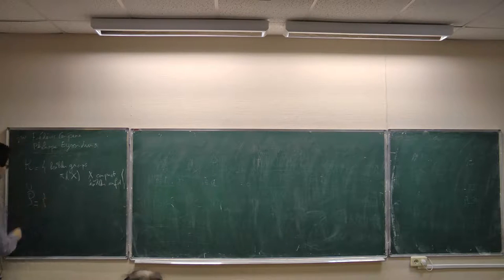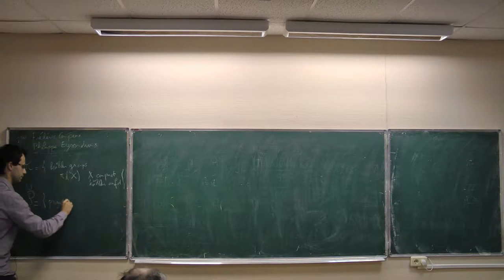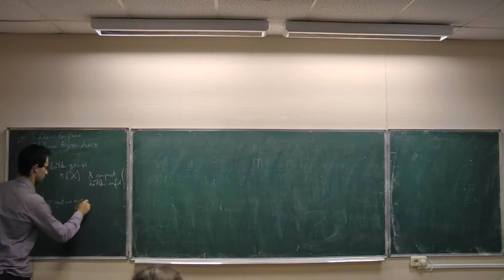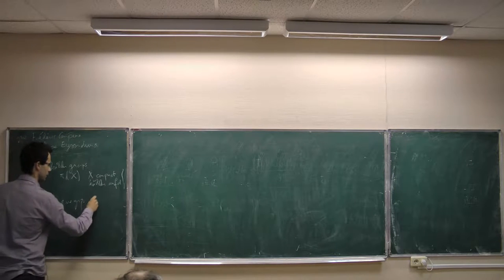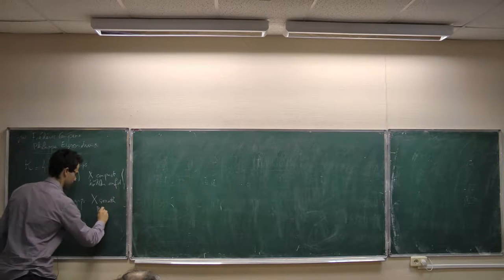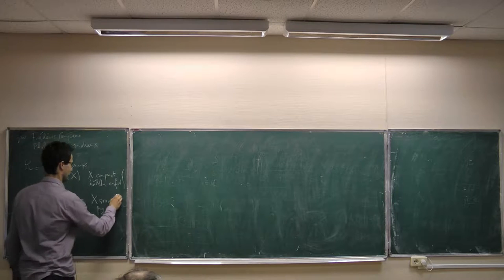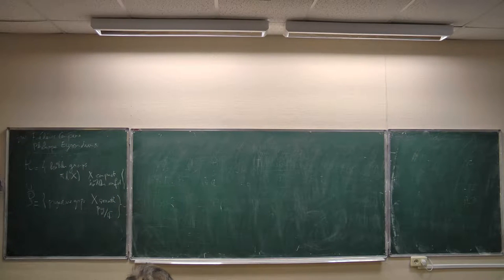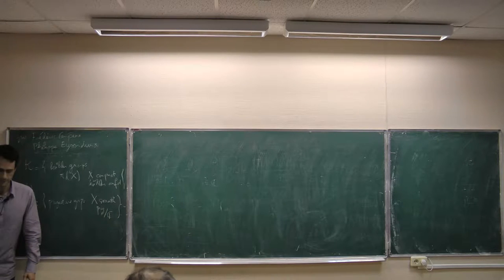Okay. And so the smaller class is given by the projective groups. So the same definition, but here X is a smooth projective variety over C. Okay, so obviously this P is inside K, but the difference is an open question. So we don't know if these two classes coincide or not.